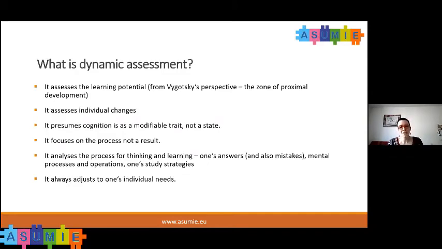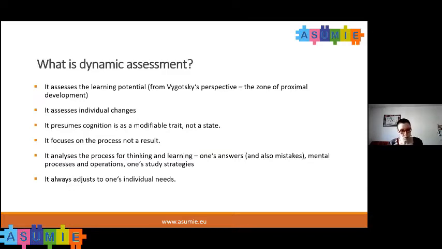Which is tightly linked to another characteristic written here: when we do dynamic assessment, we believe that cognition is a modifiable trait. It's not a fixed state. It's not something given for sure. It can be changed, it can be modified when we work with children. And it's not just something we believe. It's an empirical fact. Nowadays we know, from neurological studies but also from psychological studies, that cognition can be modified. We know that there are limits, but we never know what the limits are.